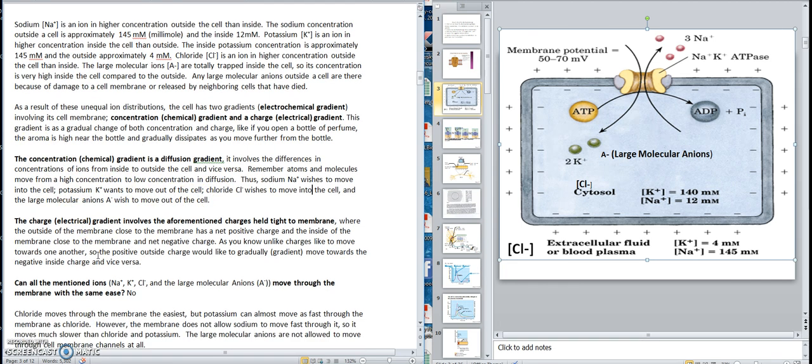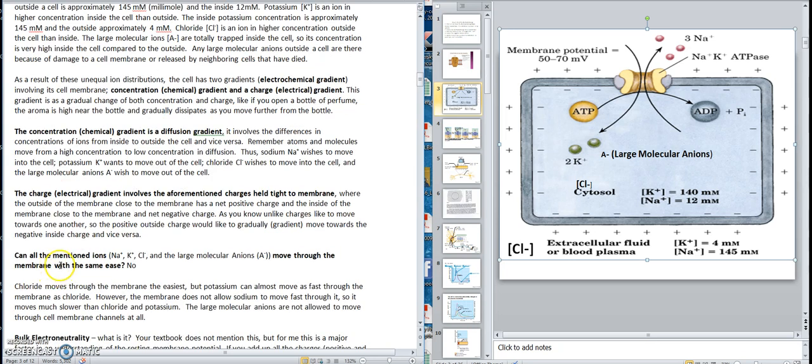Now, we come next to this. Can all the mentioned ions move through the membrane with the same ease? Now, let's go back to this again, where the outside of the membrane is positive and so forth. As you know, unlike charges like to move towards one another, so the positive outside charge would like to move towards the negative and vice versa. So we just broke them down independently. You can do that on your own. Chloride likes to move in by concentration, but stay out by charge. Start studying it. Sodium likes to move in by concentration and by charge. These are important concepts. So break it down looking at charges. I did it for everything in this video.